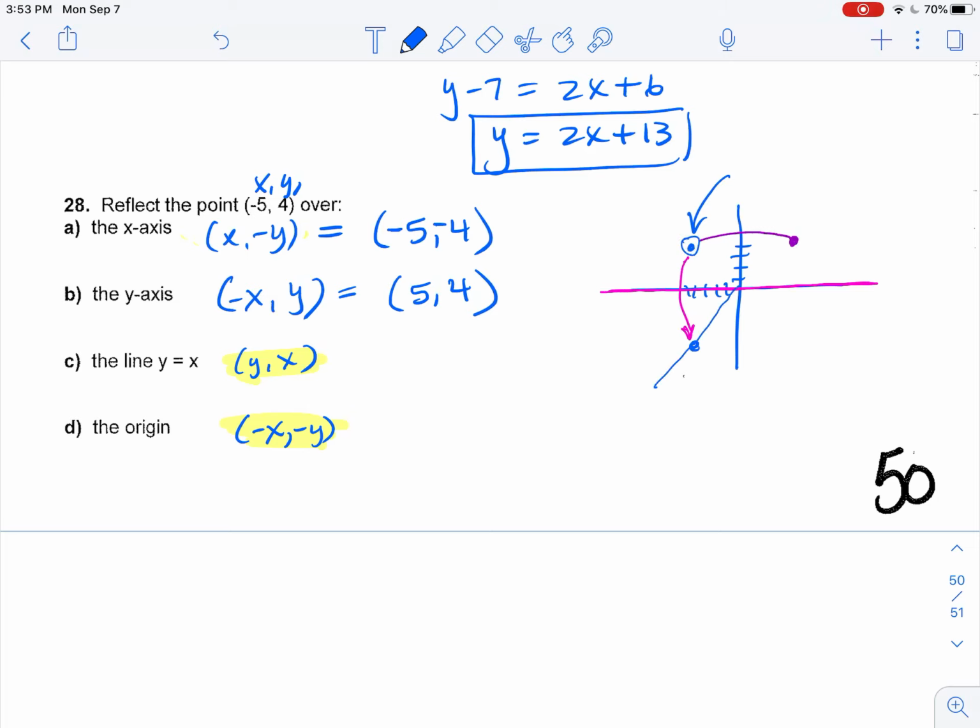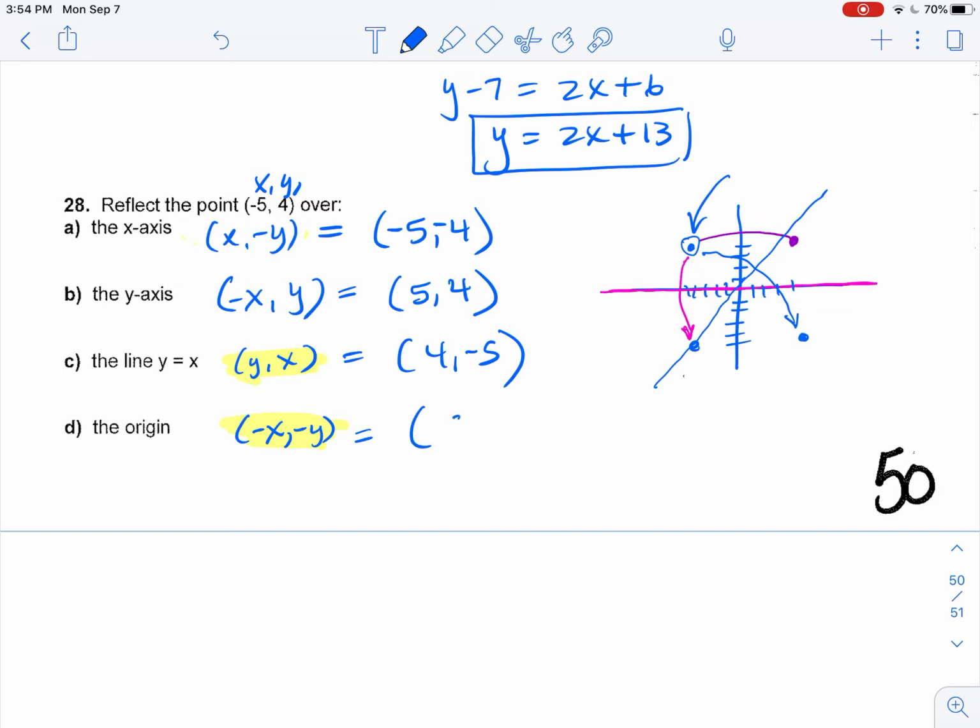All right, go back to your first point, this guy right here, reflected over this guy. We switch the x and the y. So it's going to be 4, -5. And let's just see if that makes sense. 1, 2, 3, 4. 1, 2, 3, 4, 5. Hey, there's the reflection over the line y equals x.